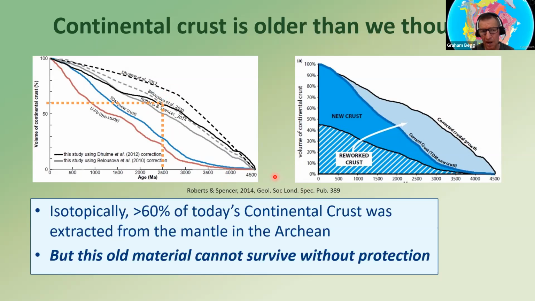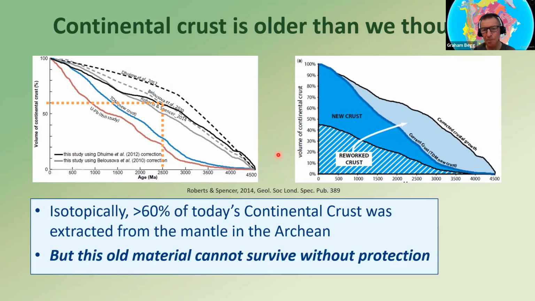Now, it's not all Archean crust. Some of it would be Archean crust, but a lot of it is just reworked and reconstituted Archean material that is now in younger sediments and younger metamorphic rocks and younger igneous rocks as well.